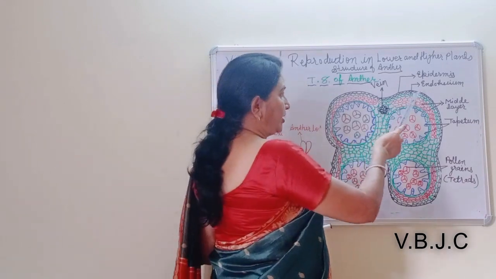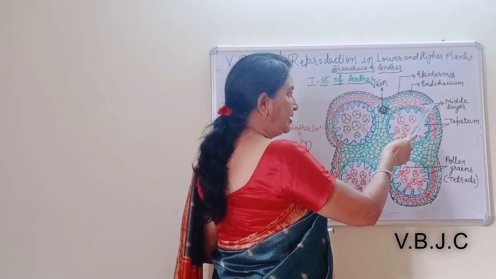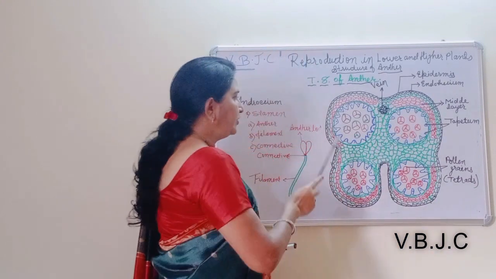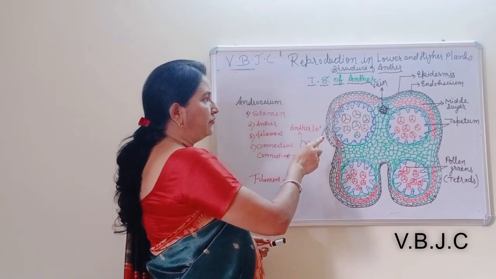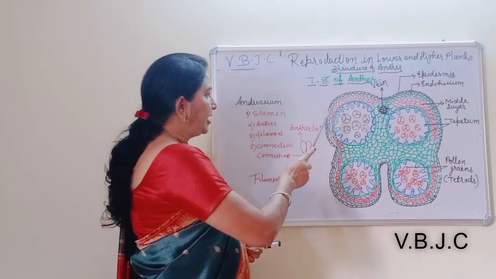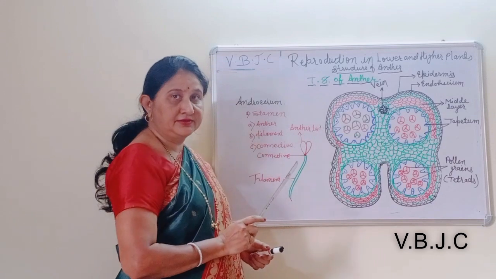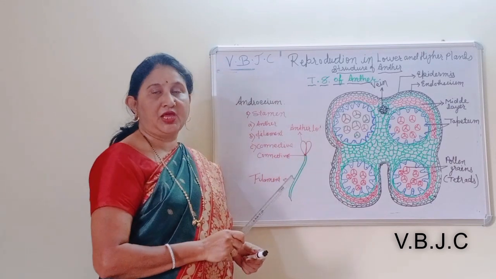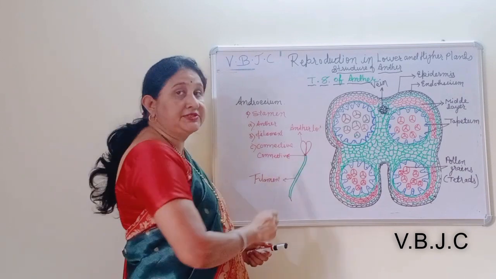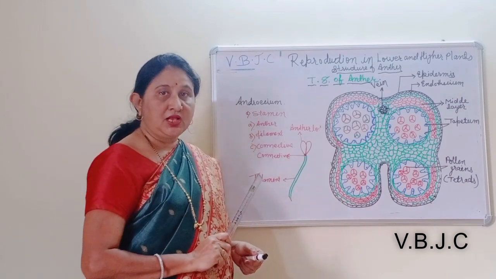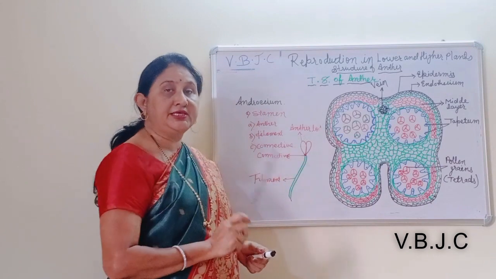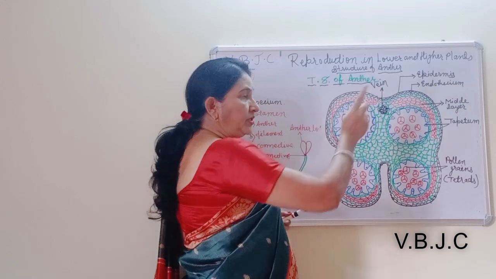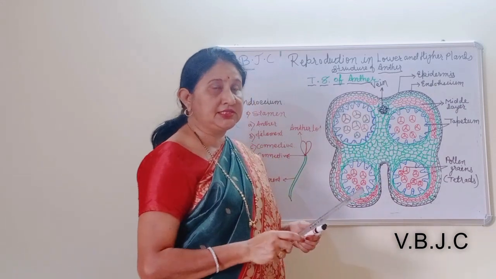Then below, or inner to, this epidermis, another layer which is present here is known as the endothecium. This endothecium is also made up of one layer of cells, and the cells are flattened. These cells produce fibrous thickening of callus, and they are hygroscopic in nature also. That's why they help in the dehiscence of the anther. This is the importance of this endothecium.